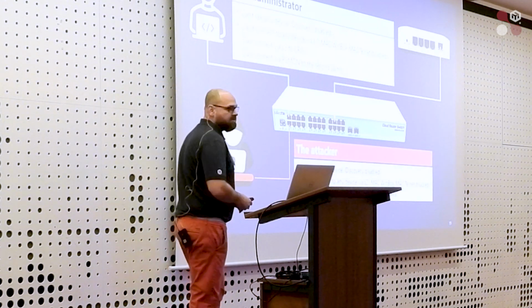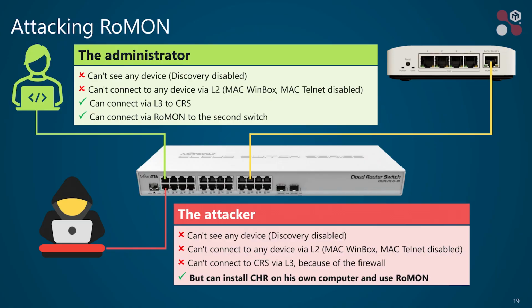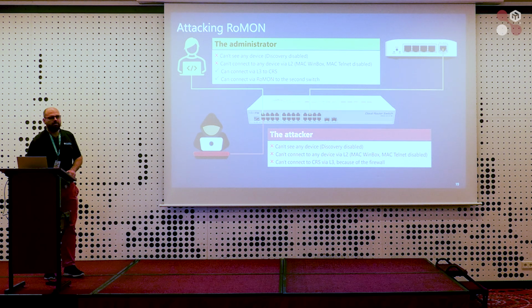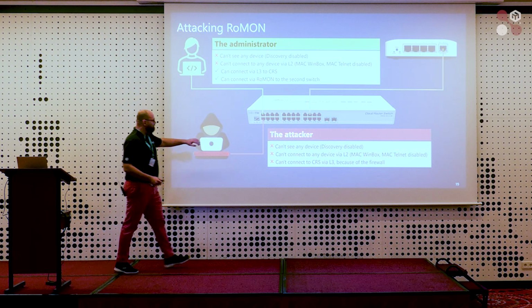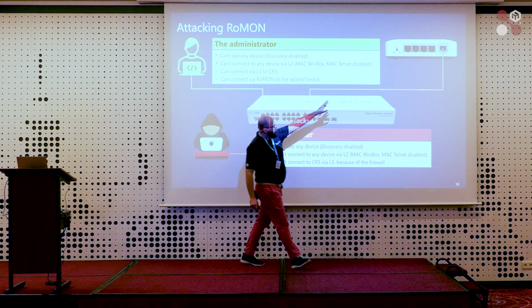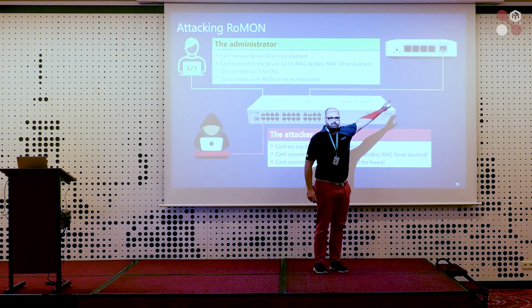Let's see it from the view of the attacker. He can't see any device, same as the administrator, because discovery is disabled. He can't connect to any device via L2, same as the administrator, because the services are disabled. And he can't connect to the CRS via L3 because of the firewall. So can he use Romon somehow? He cannot use Romon because he cannot connect to this device. It is seen only by Romon. What can he do?